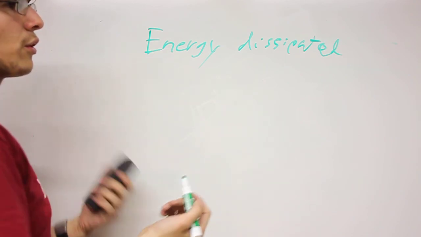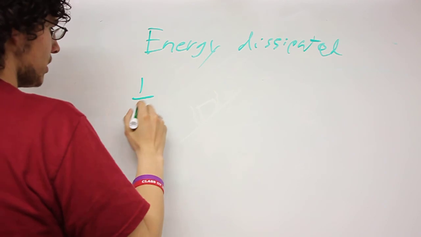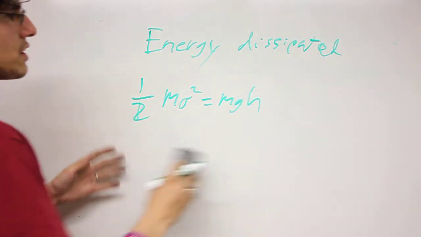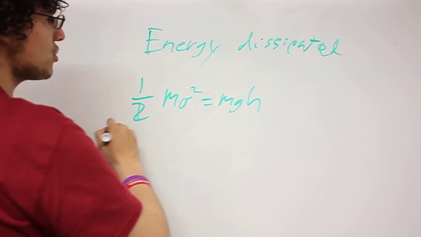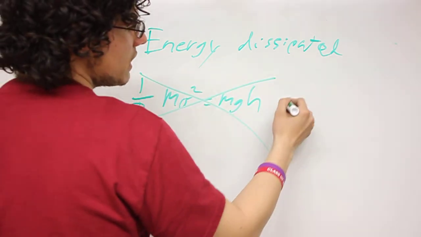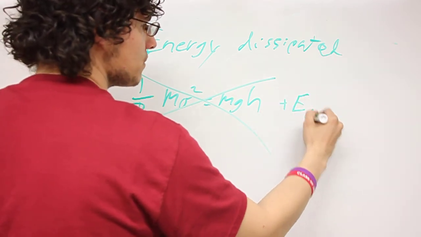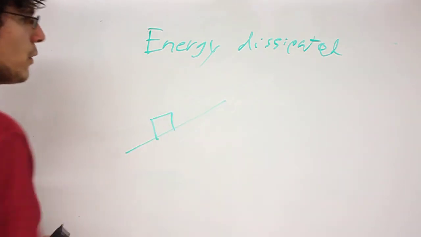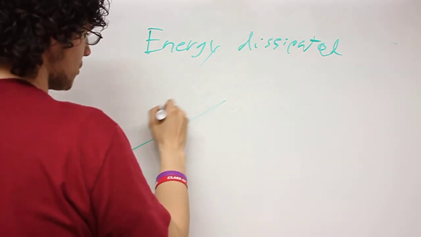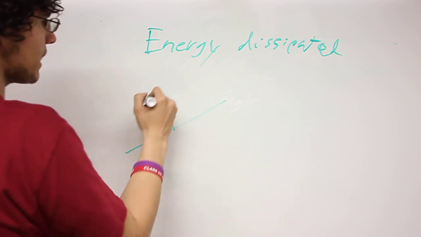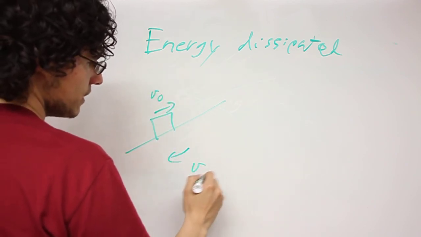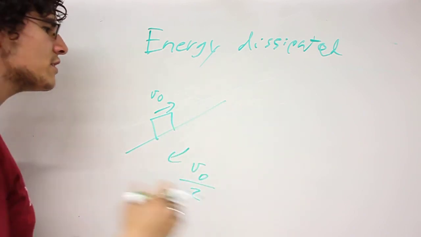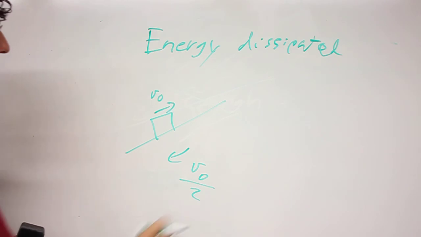But you can no longer say, for example, that my kinetic energy, 1/2 mv squared, equals my potential energy, because some of it goes into sound, some of it goes into heat. You could say it equals plus some energy that was dissipated. So if an example gives you this thing going up and then coming back down, you did it with V0, and by the time it came back down, it has V0 divided by 2, because as it goes down, it loses some energy to heat, and when it gets to the exact same place, it has this.